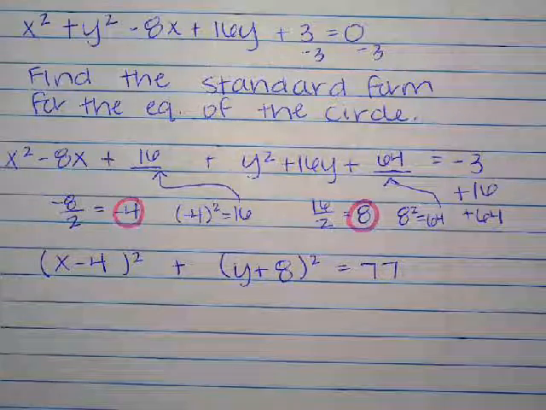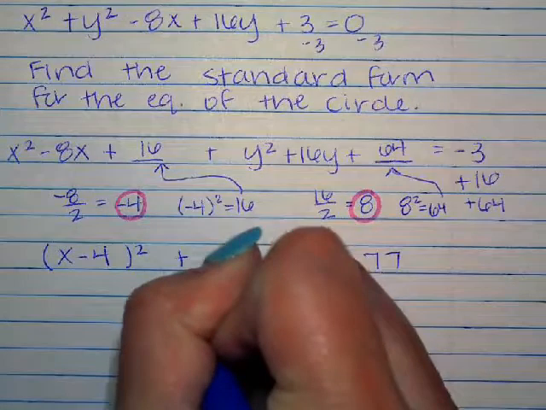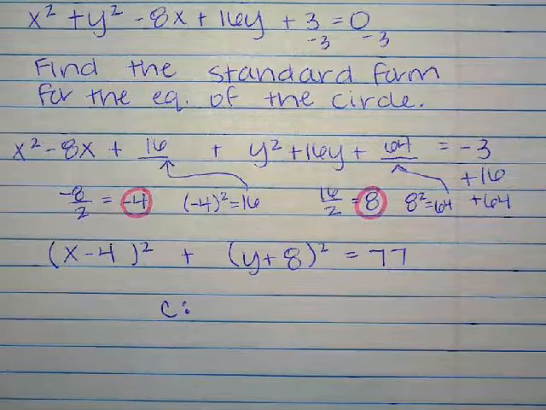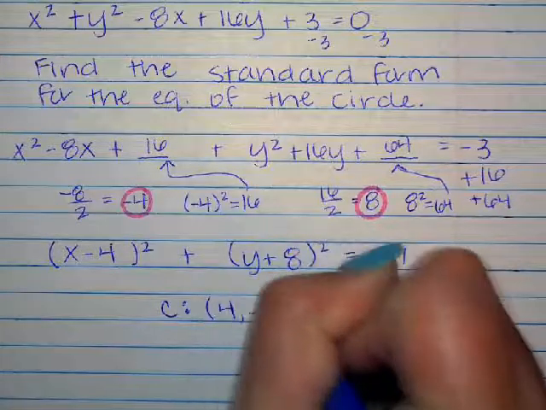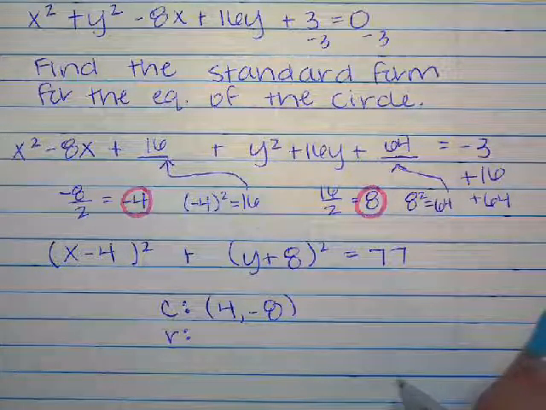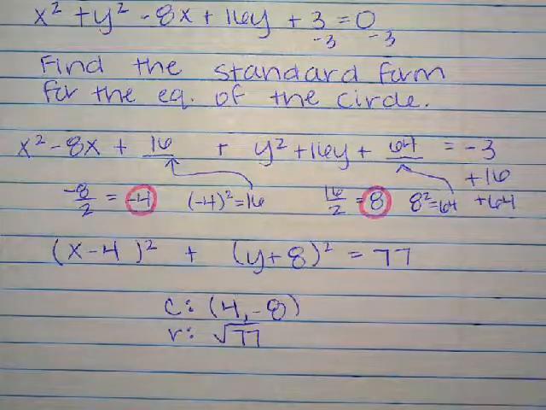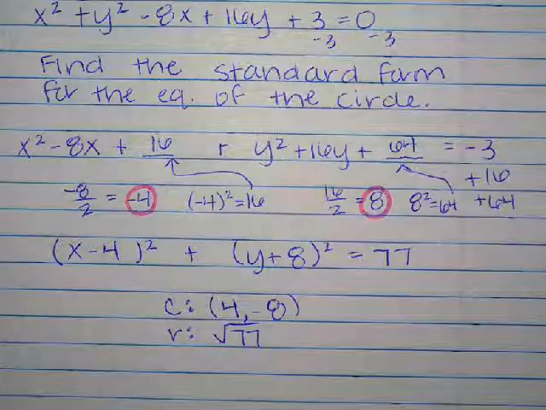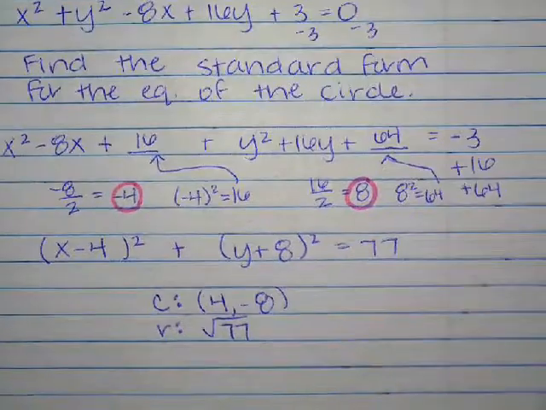What if they had wanted the center? What is it? Yeah, Madison. What if they had wanted the radius? Square root of 77. Good. How did we feel about that? That was okay?